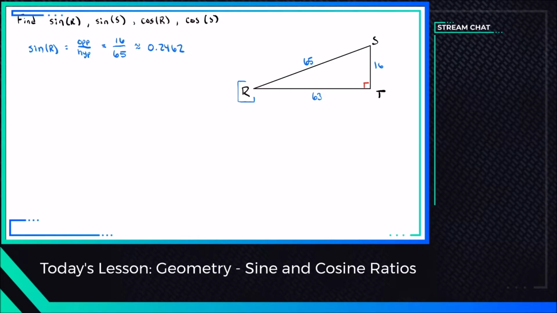Likewise, we can do the cosine of R, and that is going to be equal to the adjacent leg over the hypotenuse. And the leg that is adjacent is the one that R is touching. So that's going to be 63, divided by our hypotenuse again, which is 65, or approximately 0.9692.